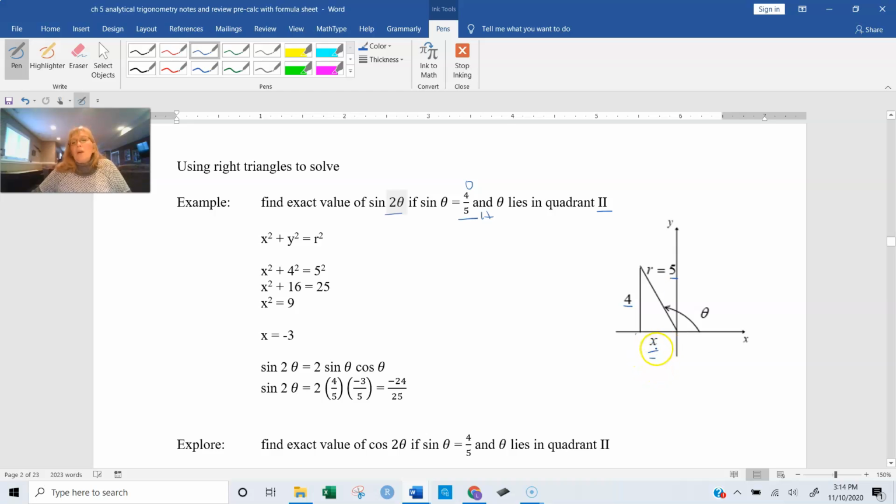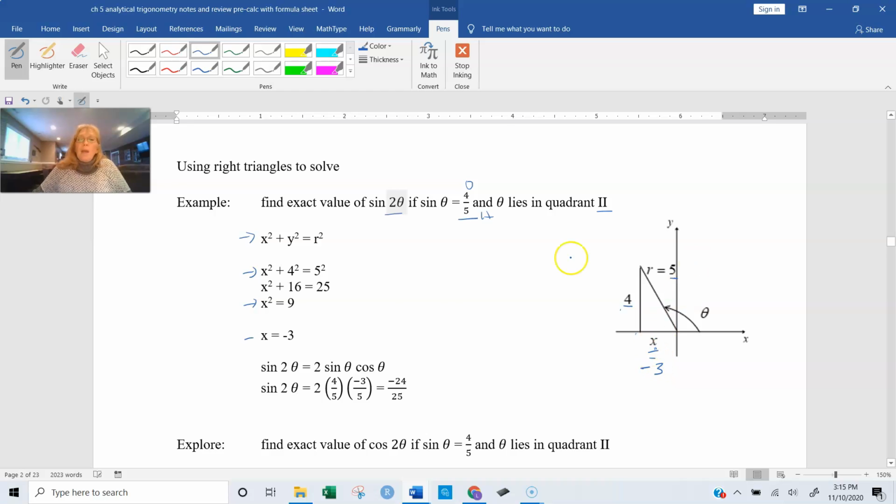Well, that's pretty easy to find, right? a squared plus b squared equals c squared, your Pythagorean theorem. We're going to plug this in, take the square root, and we get 3. But I know I'm on this side, so I know this is negative. So this guy is negative 3.